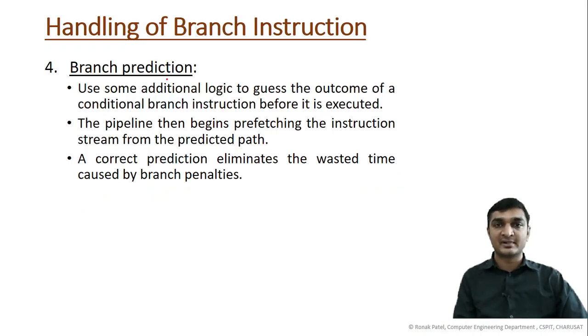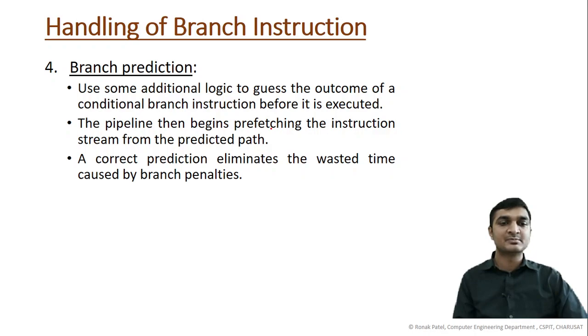Fourth one is branch prediction. So these are the solutions that we are seeing right now. Branch prediction uses some additional logic to guess the outcome of a conditional branch instruction before it is executed. In previous cases, we were storing both the sequential instruction and the target instruction. But here it will guess the probability of the sequential path or of jumping to the target instruction. Based on that, it will select one and then move further.